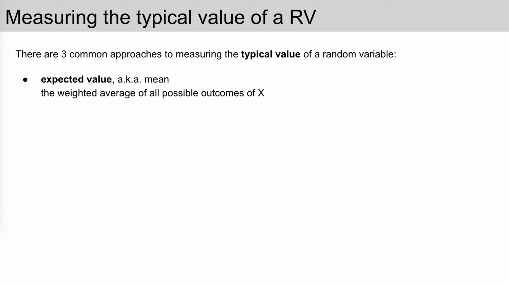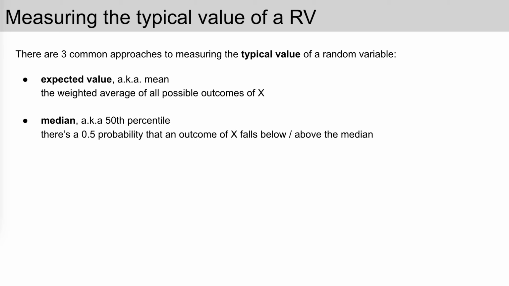First, the mean or expected value of a random variable is the weighted average of all possible outcomes of x. Second, the median marks the middle value of x. There's a 0.5 probability that an outcome of x falls below the median, and a 0.5 probability that it falls above the median. With this in mind, the median is also referred to as the 50th percentile. Finally, the mode marks the most plausible value of x.